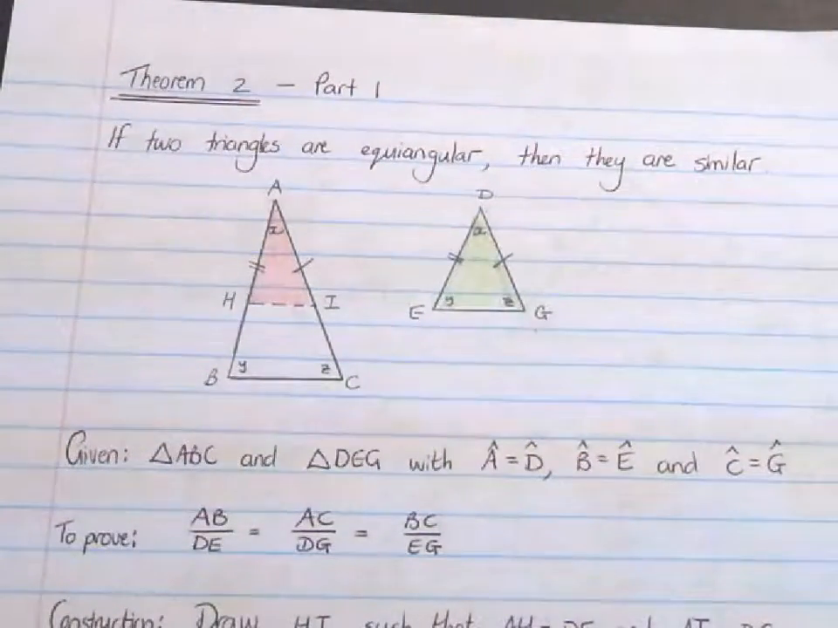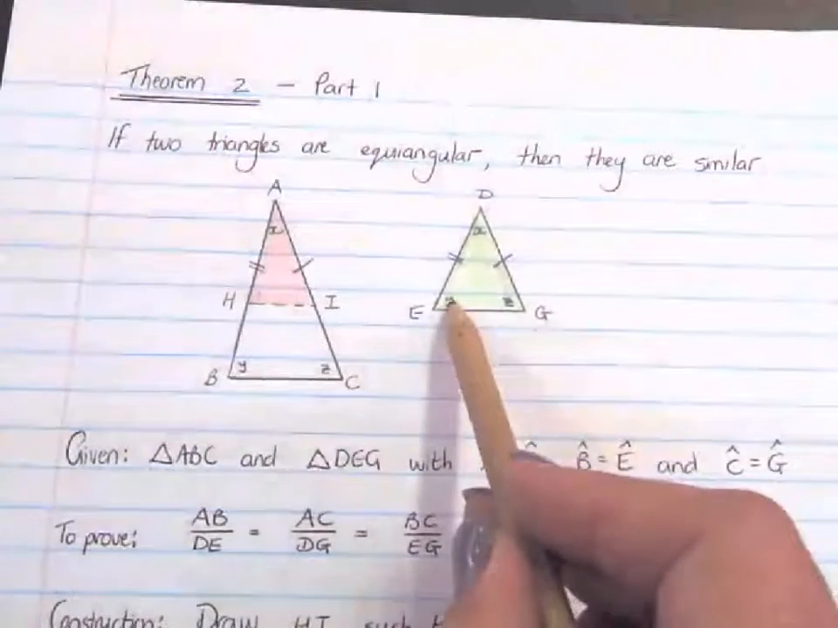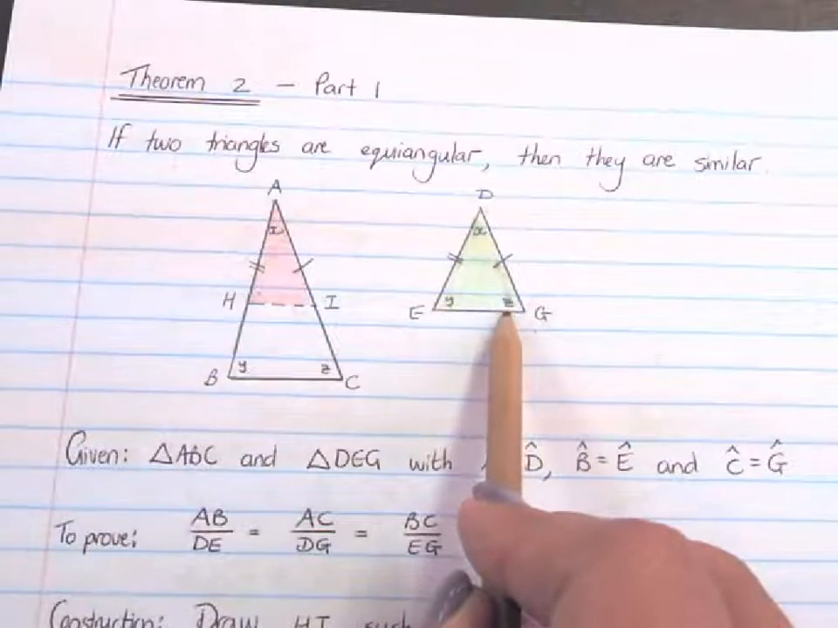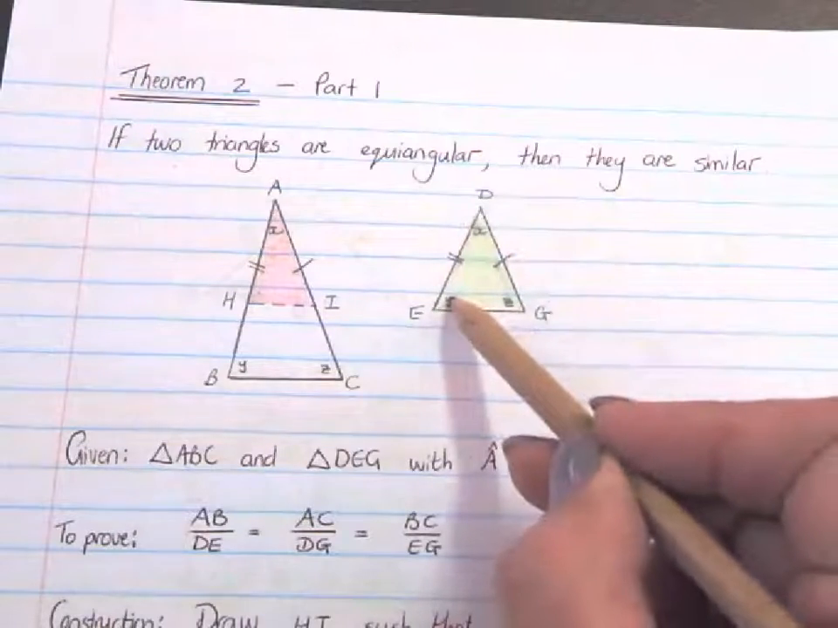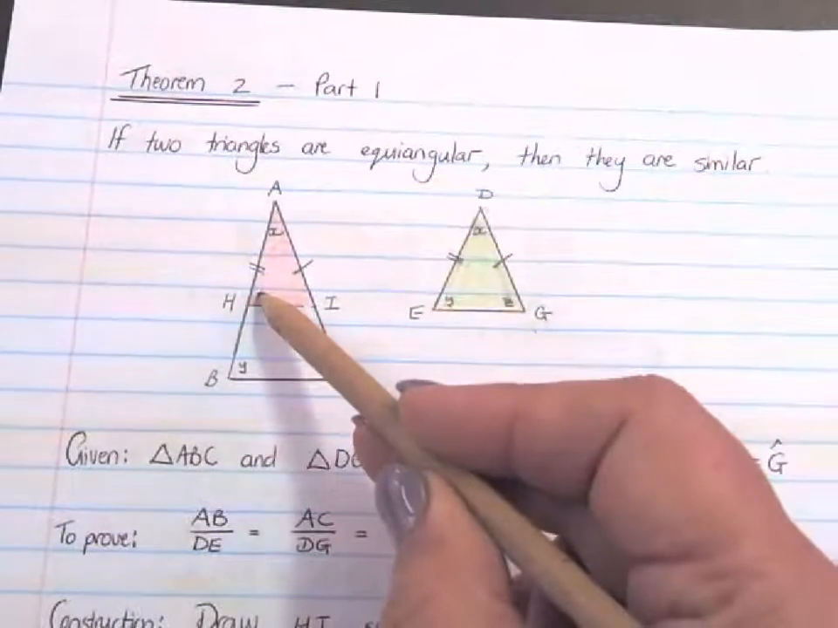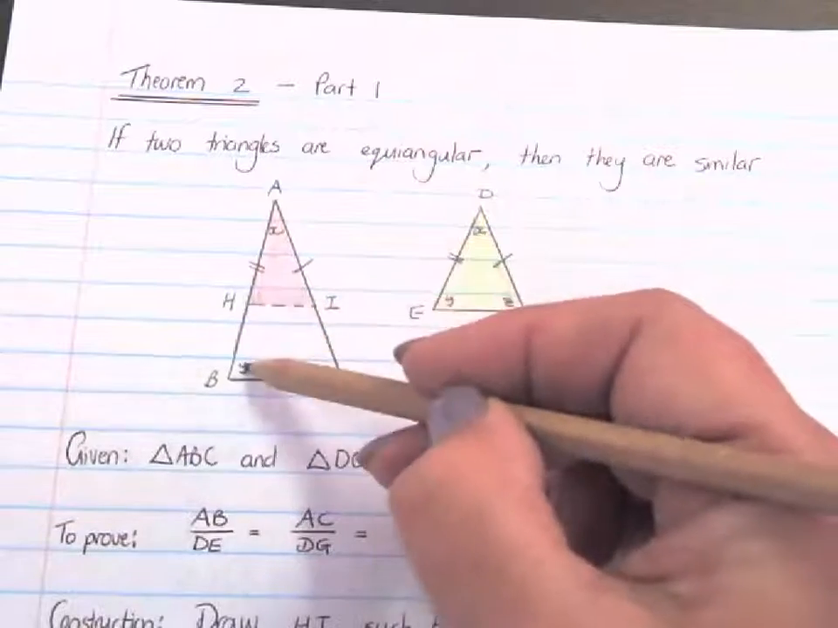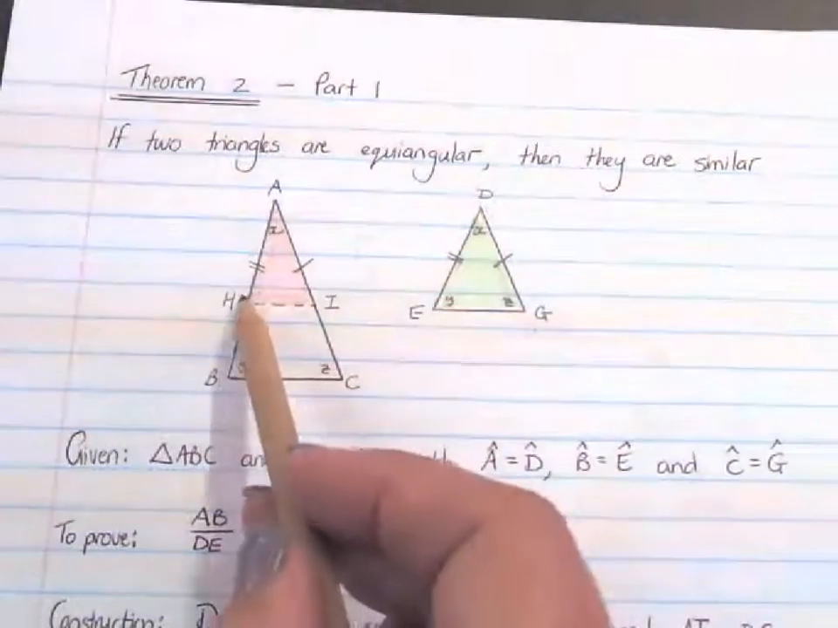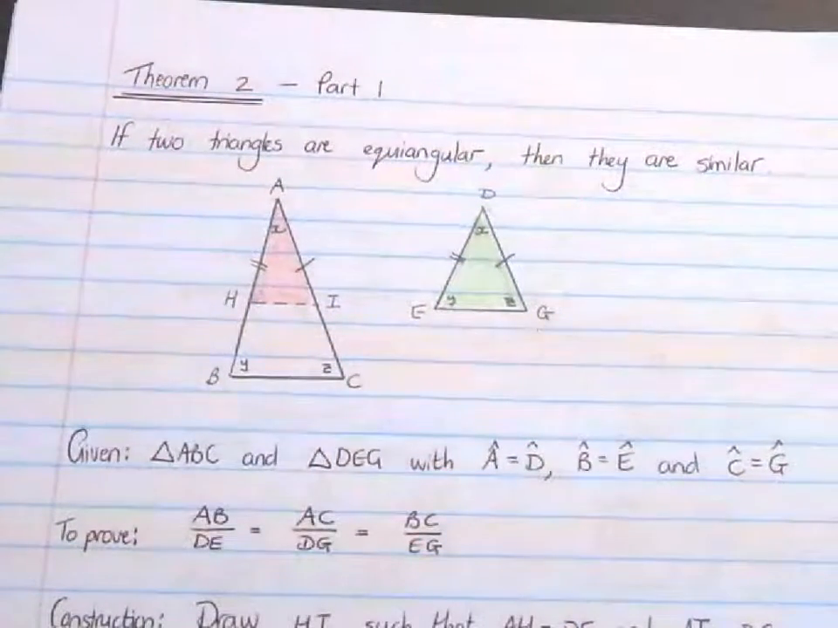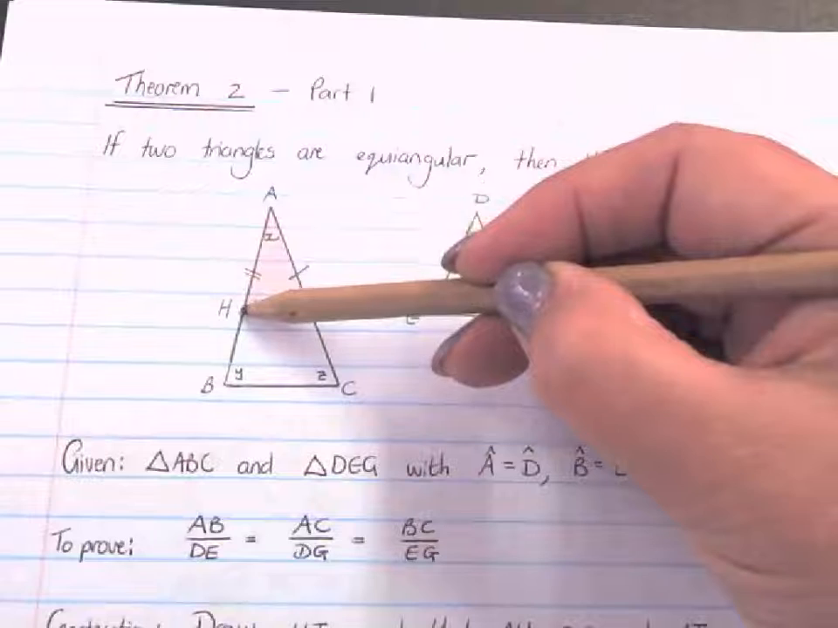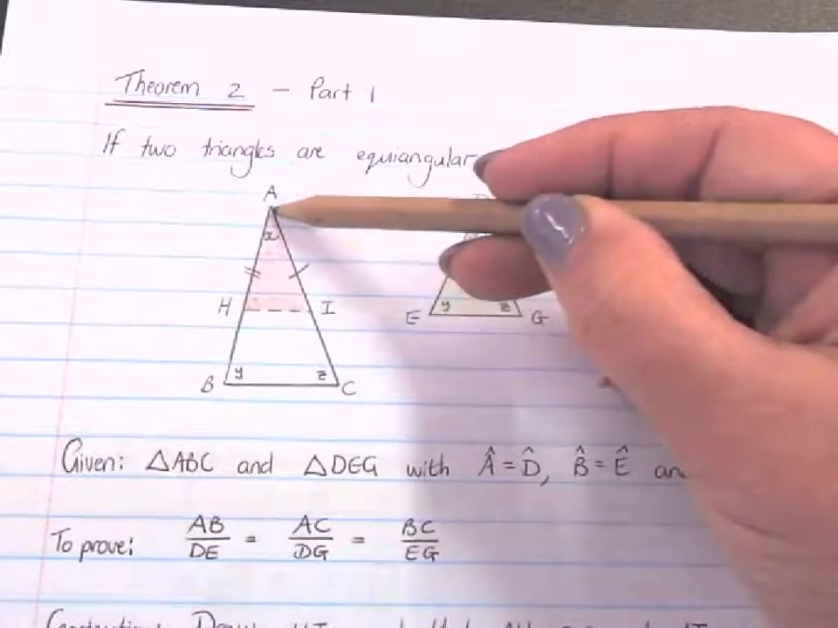When we have that, we can then say that this angle H will be equal to angle E because of the congruency, and angle I will be equal to angle G. But we know that angle E equals B, therefore H is also the same as B. Are you with me so far? But these two angles are corresponding. Therefore, this line is parallel. And then we get to Theorem 1. If you have a side that's parallel to another side, you can use the proportions. So now we say AB over AH is the same as AC over AI.